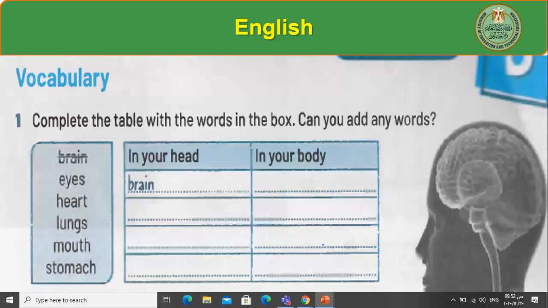In your head we have brain, we have eyes, we have mouth. We can add nose, ears, okay and so on.